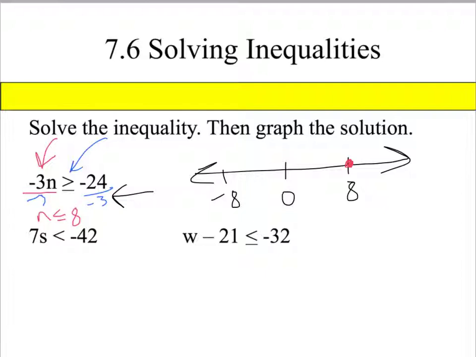So we got to think of a number that's less than 8. Well, how about 0? Is 0 less than 8? You betcha. So because 0 is less than 8, I am going to shade to the left. To the left, to the left. Everybody, shade to the left. Okay, so there you go.